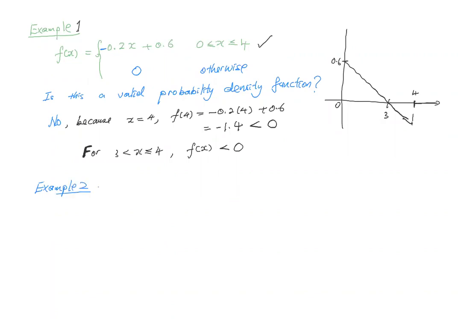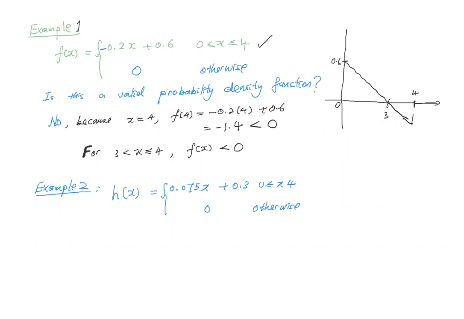Okay. Example 2. I give you this. Up to me how I want to name my function. Justify whether this is a valid probability density function or not. Okay, x between 0 and 4. Is this a valid probability density function? Okay, you can sketch the graph first.